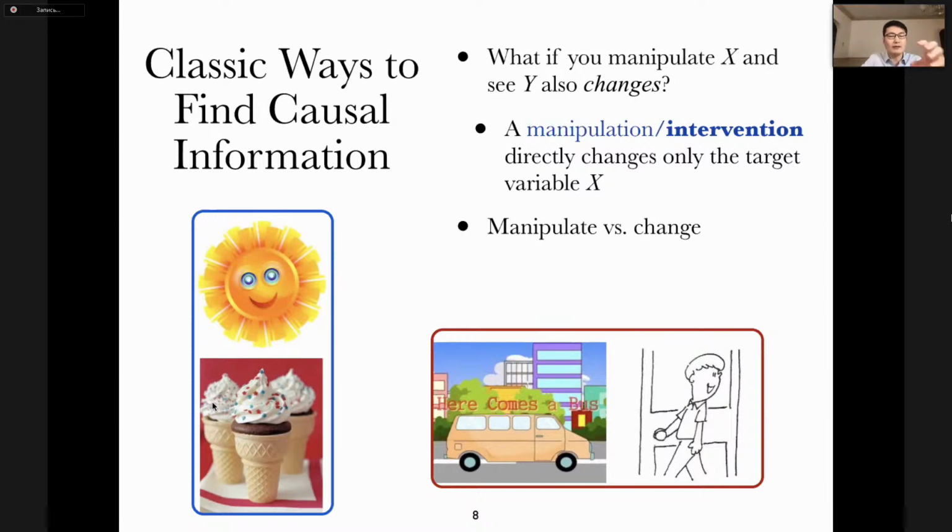That's why we can see, oh, the first event causes the second one, but not the other way around. And then let's look at a second example right here on the right. Here we have one event, which is a bus coming. And right here, the second event is that the guy is leaving home.